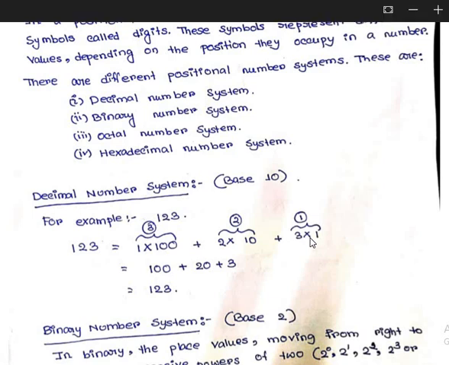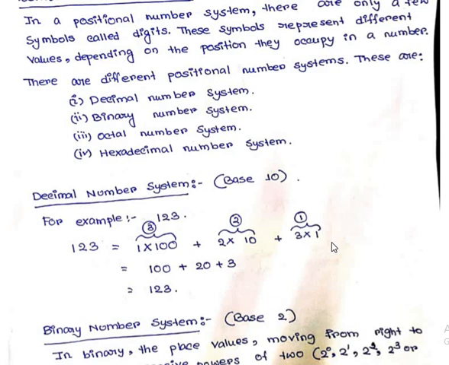Here I have written 3 into 1. Why have I written only 3 into 1? Because 10 to the power 0 means 1. Any number to the power 0 means 1, as we all know. So here we have multiplied 3 into 1. The next number is 2 into 10 to the power 1. 10 to the power 1 gives only 10, and multiplying it with 2 gives 20. Now 10 to the power 2 means 100, and multiplying it with 1 gives 100. Adding these three numbers, 100 plus 20 plus 3, gives you 123.